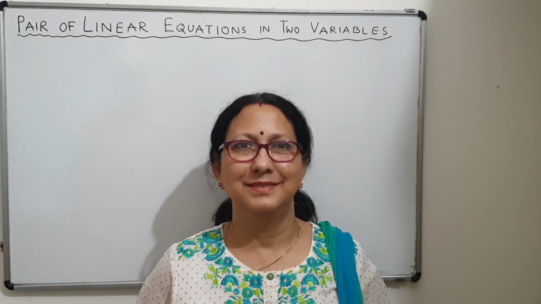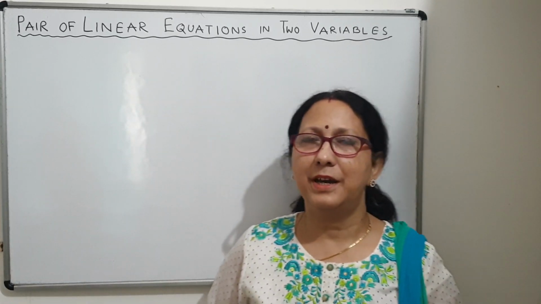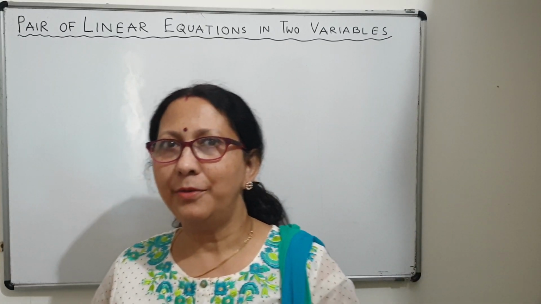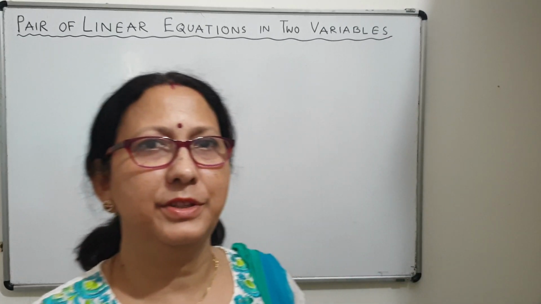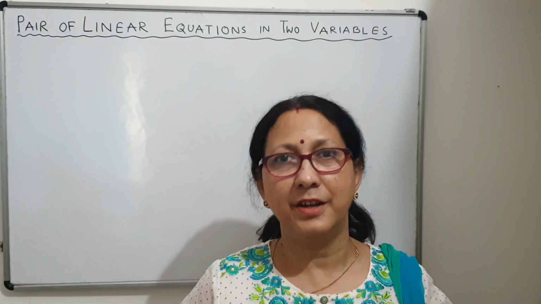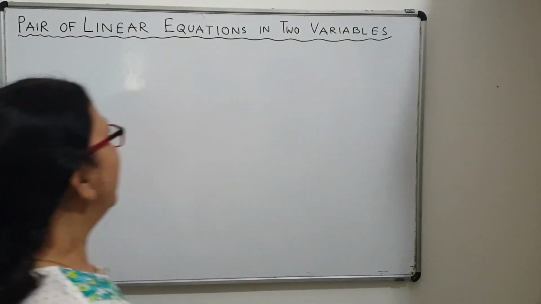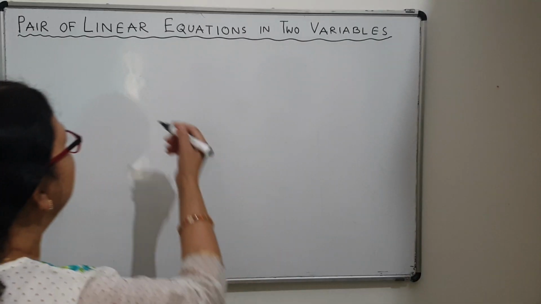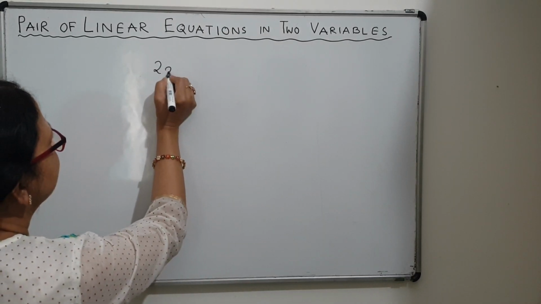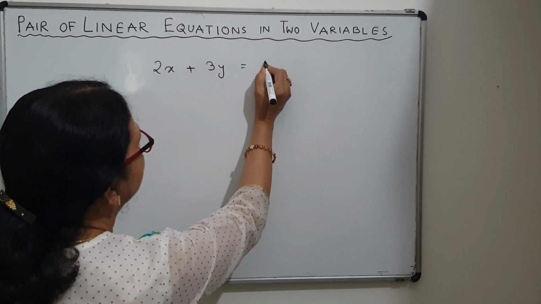Hello everyone. So today I'll be starting the chapter on pair of linear equations in two variables. Now you are familiar with linear equations in two variables that you have studied in 9th class. Now let us recapitulate. What does a linear equation in two variables mean? Suppose, let me give an example: say 2x plus 3y is equal to 1.